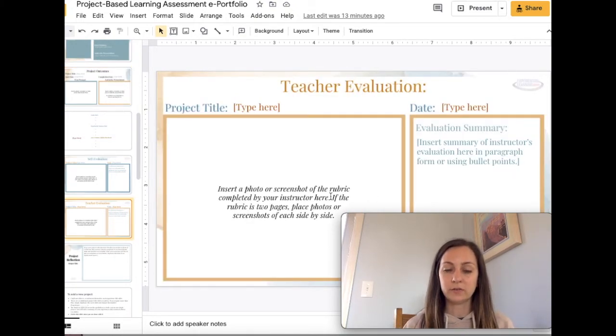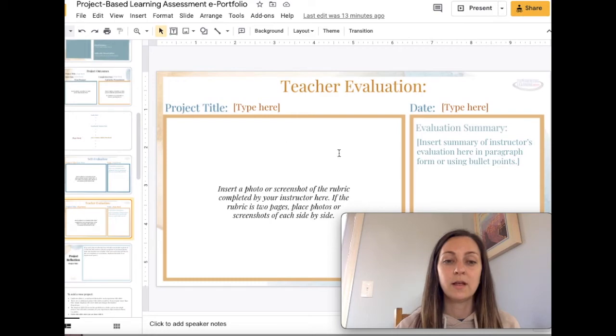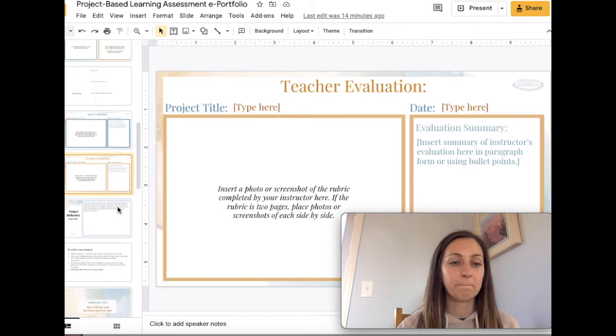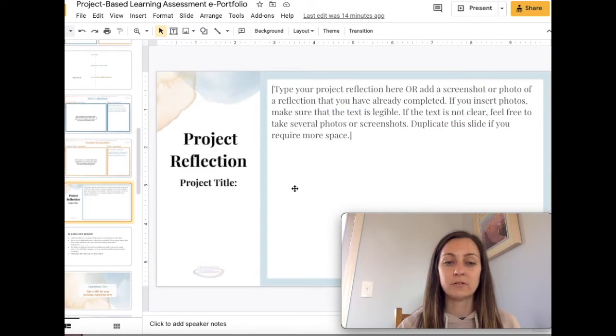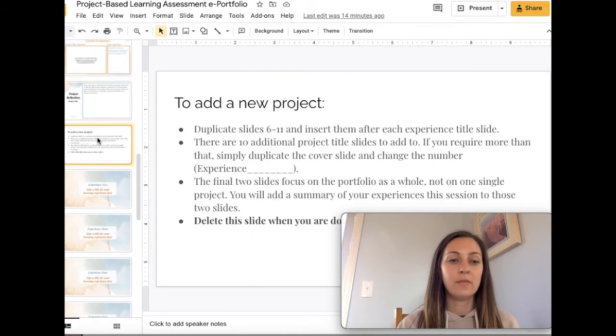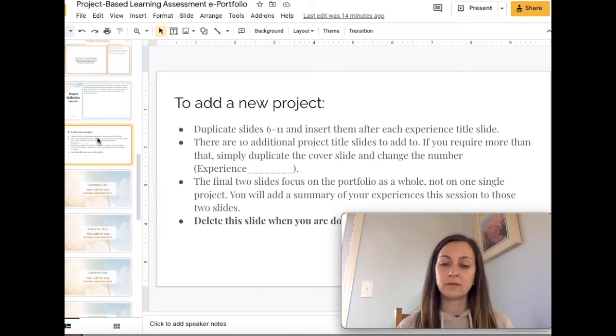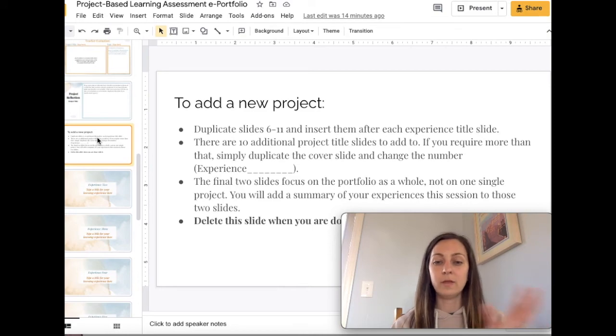And then teacher evaluation, I would do the same thing. So students self-assess and I evaluate using the same rubric, either one that I give them, a project-based learning rubric, or one that they've created for themselves. And then I put that rubric right there and then write an evaluation summary here. And then they complete a reflection on the experience and they can either type it right in there or they can add an image of a reflection that they've done somewhere else. And then that's the end of that experience. They've showcased their learning outcomes for one project-based learning experience. Now they move on to another one.